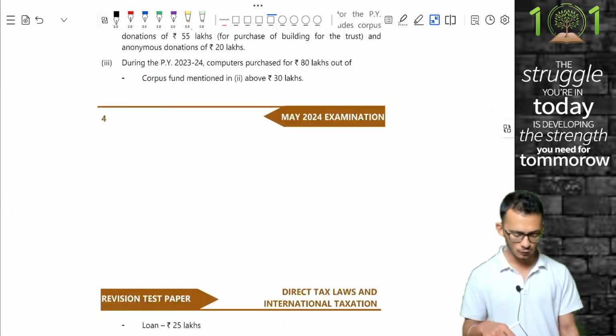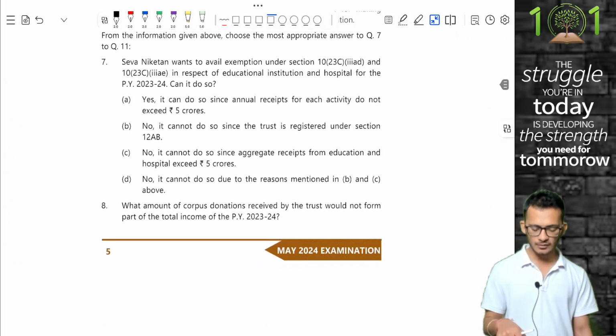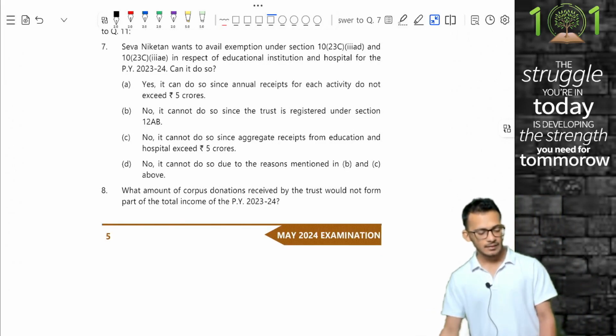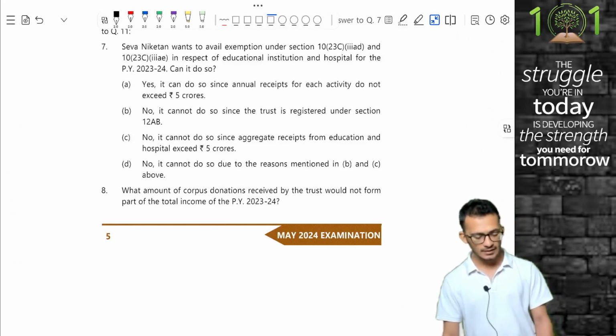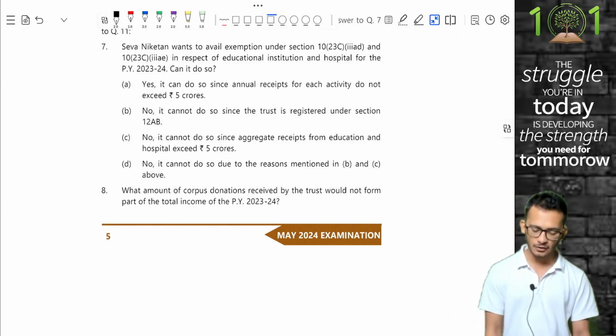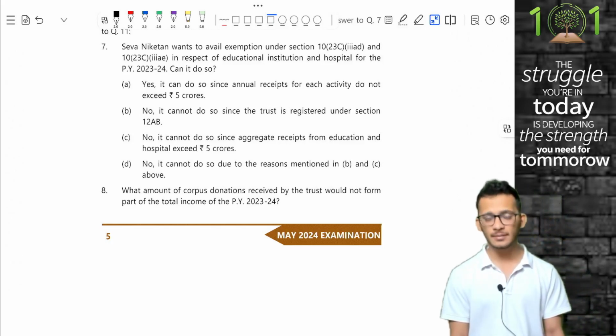We are in question number 2. Looks like a charitable question. Anyway, what I'm going to do is read the questions first, so that we understand what is happening. Sevaniketan wants to avail exemption under section 10(23C)(iiiad) and 10(23C)(iiiae) in respect of an education institution and hospital for 23-24. Can it do so? Something about the turnover limit is given.